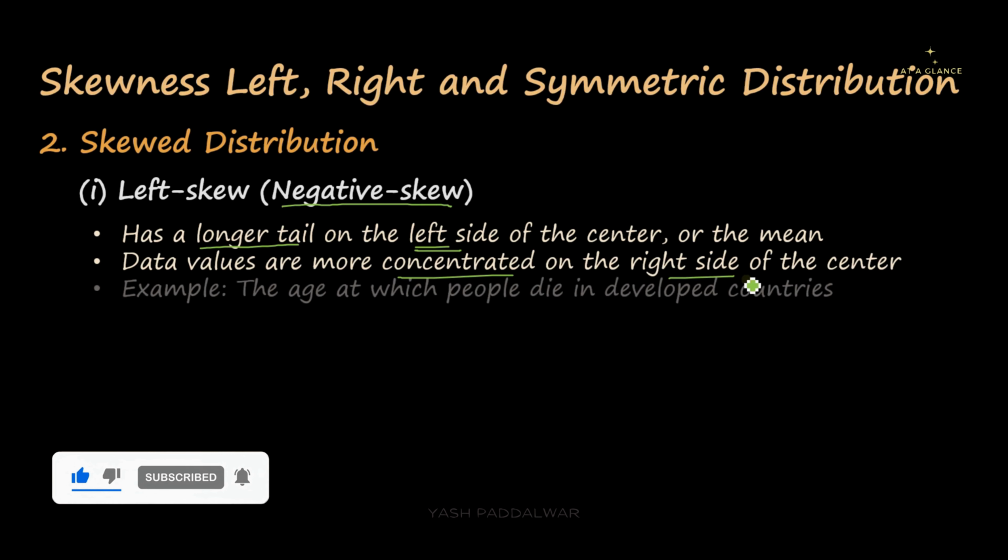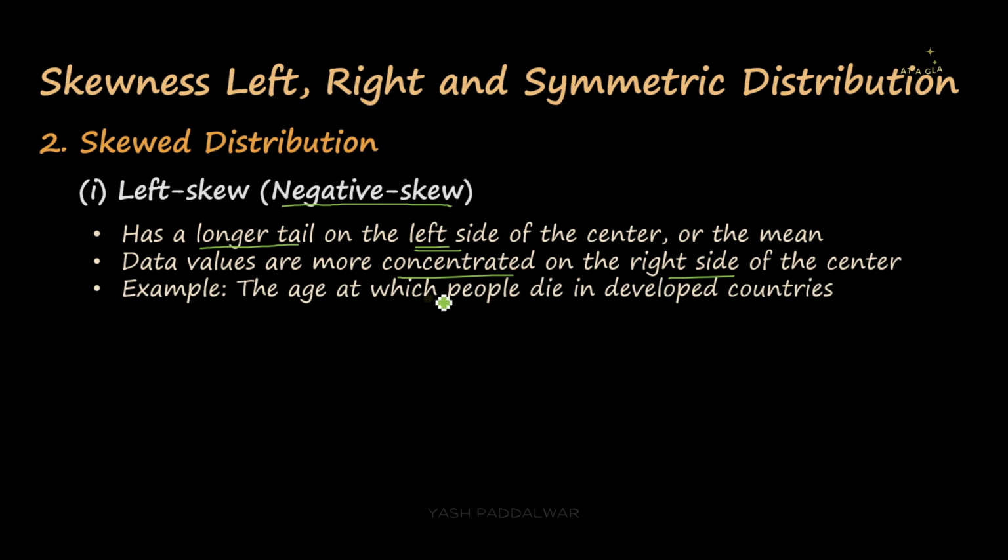Now, the example is the age at which people die in developed countries. So now, just pause the video and try to imagine how the graph will look. Here we have to plot the age on the x-axis. The x-axis will contain the age and the y-axis will contain the count of people who die at that particular age. Now you just think that here the age will be 0.